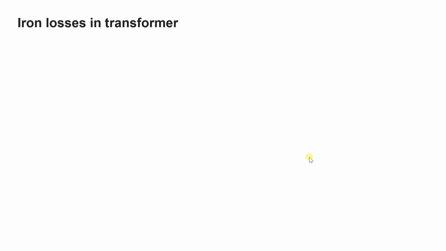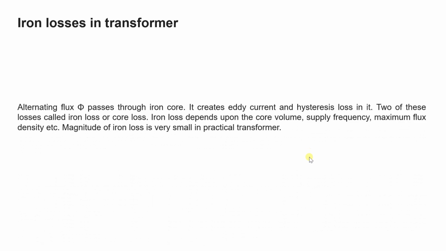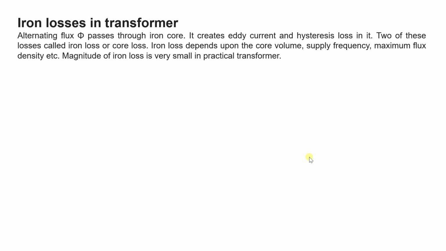First of all, we will discuss the iron losses. What do we mean by iron losses in the practical transformer? Alternating flux phi passes through the iron core. It creates eddy current and hysteresis losses in it. These two losses are called iron loss or core loss. Iron loss depends upon the core volume.